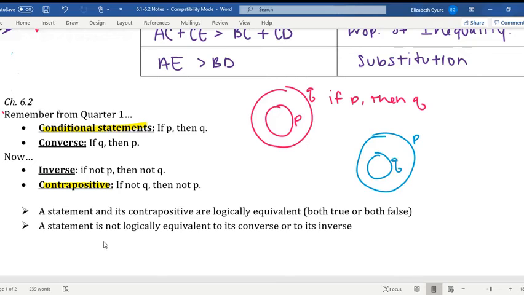A statement is not logically equivalent to its converse or its inverse. So just because you have a true conditional statement does not mean the converse will be true and does not mean that the inverse will be true.